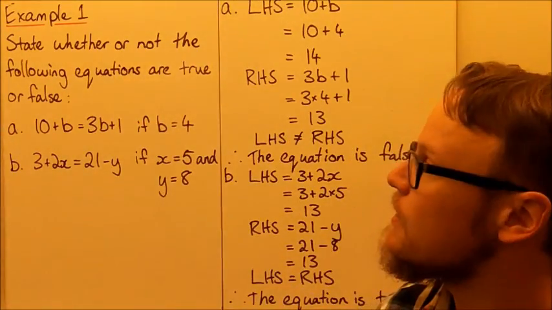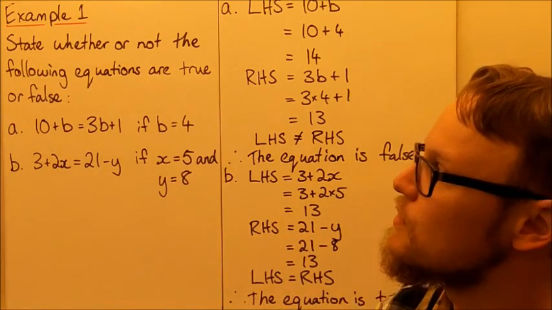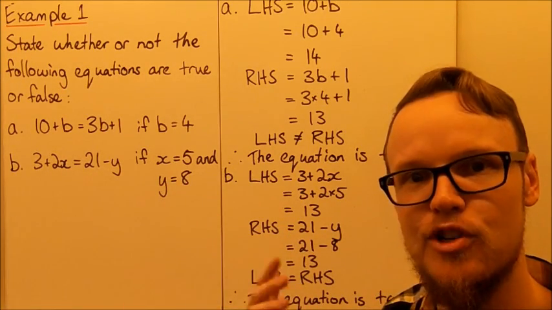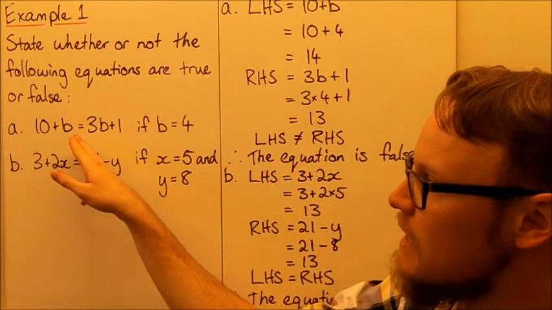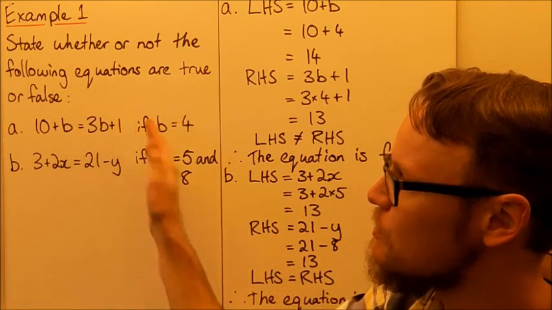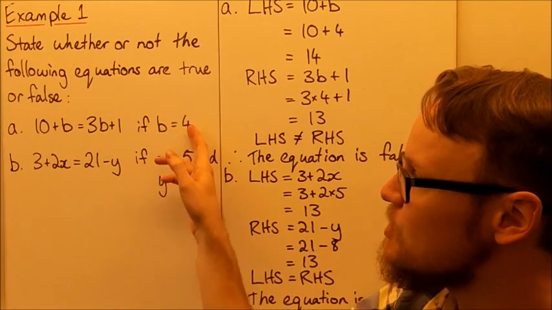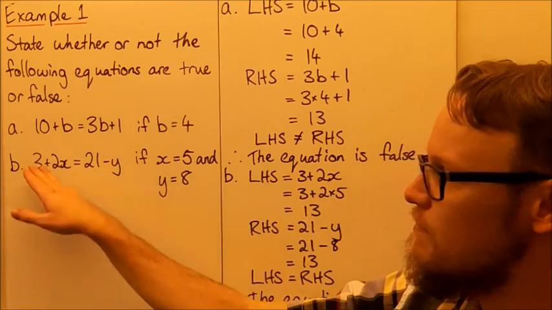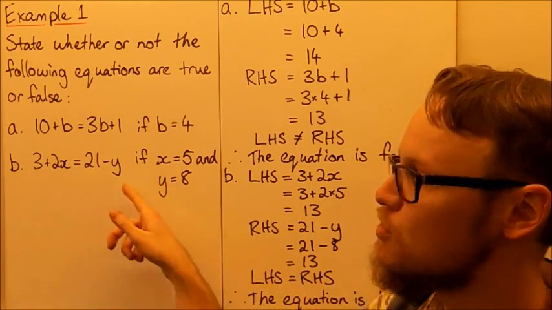Looking at an example here, first, state whether or not the following equations are true or false. So we need to make a statement about whether they're true or false, but we need to be able to show how we've worked that out. Our first example, 10 + b = 3b + 1, if b = 4. So we need to substitute b = 4 into this equation to determine if it's true. And we'll be doing a similar thing for our equation here to determine whether it is true or false.